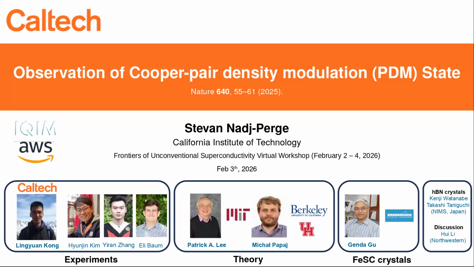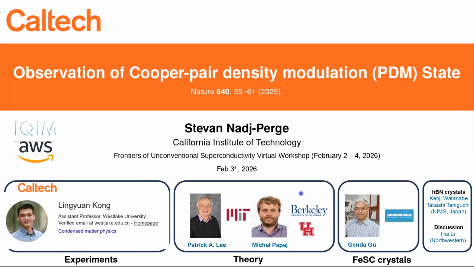Today I'm going to tell you about our STM results on the observation of the Cooper pair density modulation state. This work has been done primarily by my former postdoc, Lingyuan Kong, together with graduate student Hyunjun Yuran in Eli. And we had great theoretical support by Professor Patrick Lee and Mikhail Papai. We got iron-based superconductors from Brookhaven National Lab from Professor Gente Gu. I should definitely mention that Lingyuan, who is now assistant professor at Westlake University, played a critical role in doing this work. Since I'm coming from a very different community, he's the one who brought expertise on iron-based superconductors to our lab.